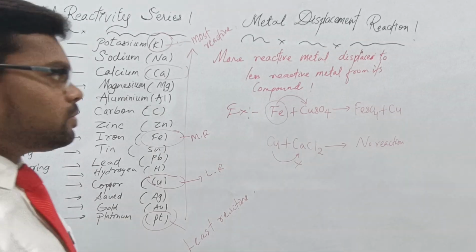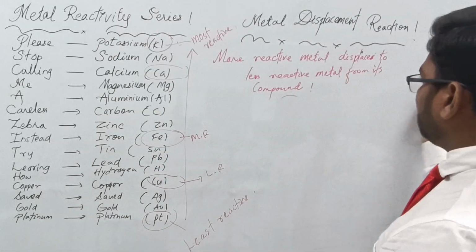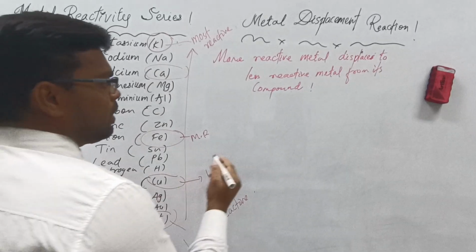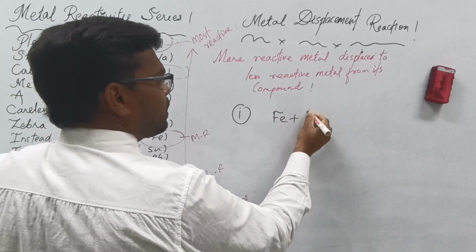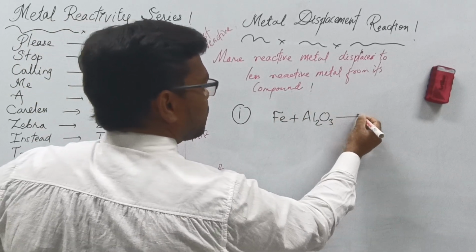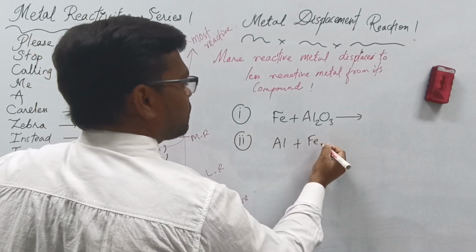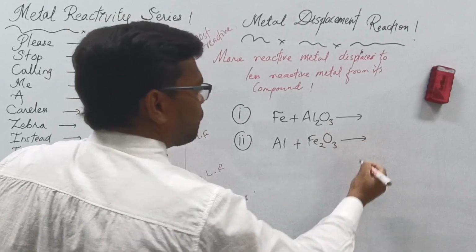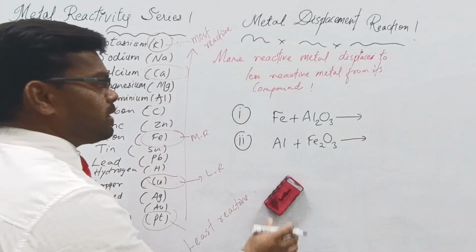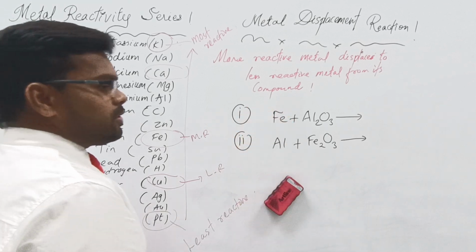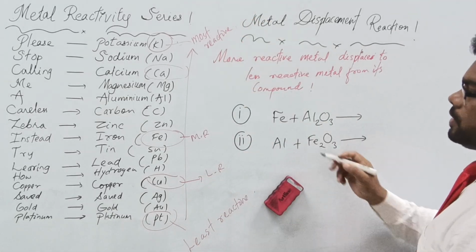Is it clear, guys? Okay, let's see other examples. Let me tell you the other examples, guys. Now tell me, the first example is iron reacting with aluminum oxide, and the second is aluminum metal reacting with iron oxide, guys. What will be the product? What is the answer in the first equation and what is the answer in the second equation? Whenever this type of reaction is given, you have to look at the position of the metals in the metal reactivity series. So iron is somewhere here.